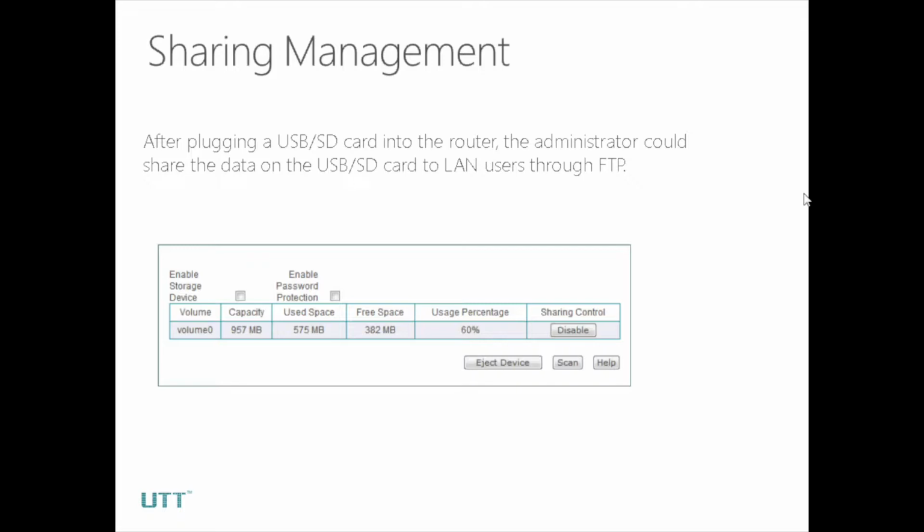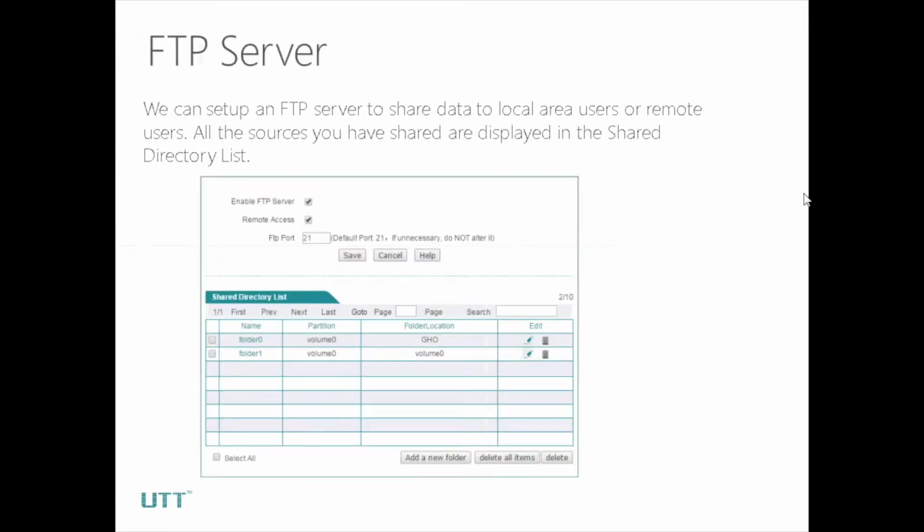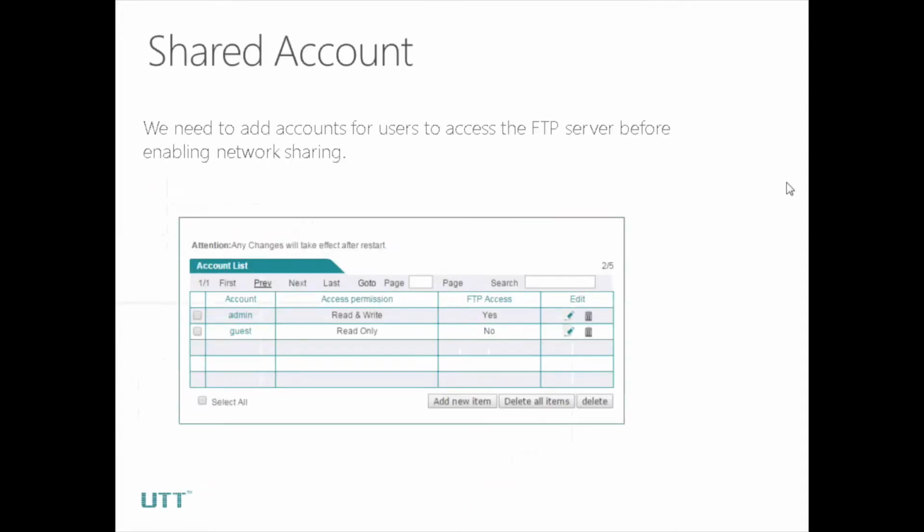Speaking of FTP, let's move on to the FTP server page. We can set up an FTP server on the router to share data to local area users or remote users. All the sources we have shared are displayed in the shared directory list. Okay, after configuring the FTP server, the files we wish to share are ready. But first, people will need an account to log in to the FTP server and check the files.